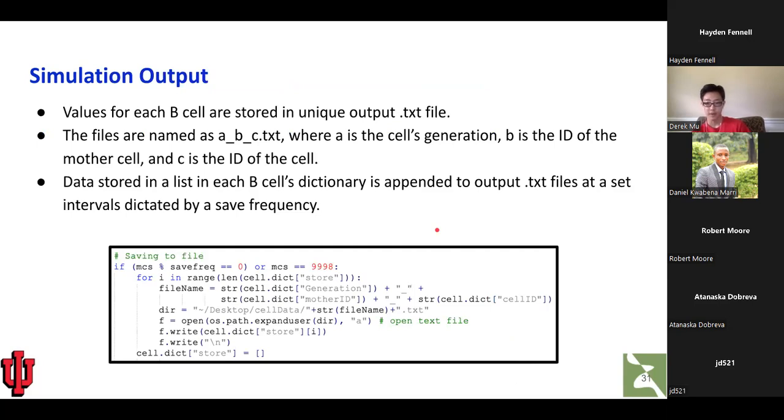So in order to output the data in the simulation for further analysis, output text files were used. And they were named in a certain way so that the parent cell and the generation could easily be identified along with the ID of the cell itself. And this was super important because brand new text files were created every time after mitosis, which means that we need to link the cell lineages back together somehow. And the files were thus named a_b_c.txt, where A is a cell's generation, B is the ID of the mother cell, and C is the ID of the cell itself. And data was stored every 15 MCS, so it wouldn't slow down the simulation that much.